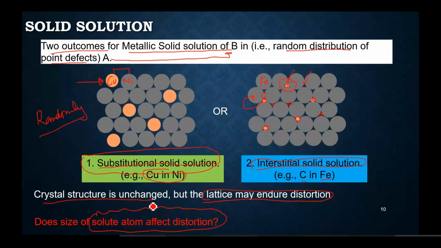Now, for a substitutional solid solution, certain conditions or criteria have to be met. Copper is replacing nickel. Can carbon form a solid solution with nickel? Since copper is forming a substitutional solid solution with nickel, is there a possibility that carbon would form a substitutional solid solution with nickel?